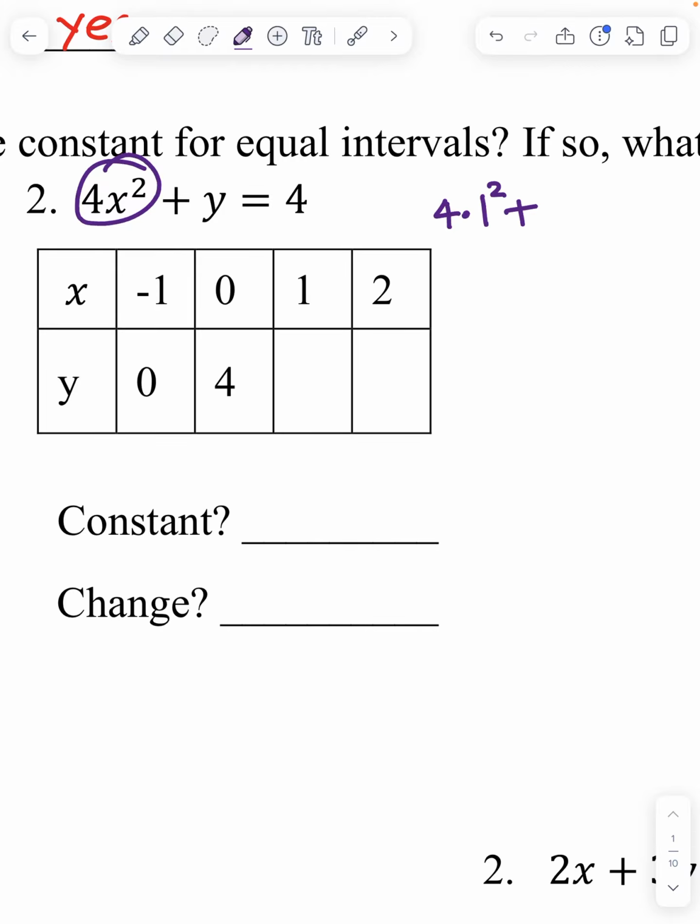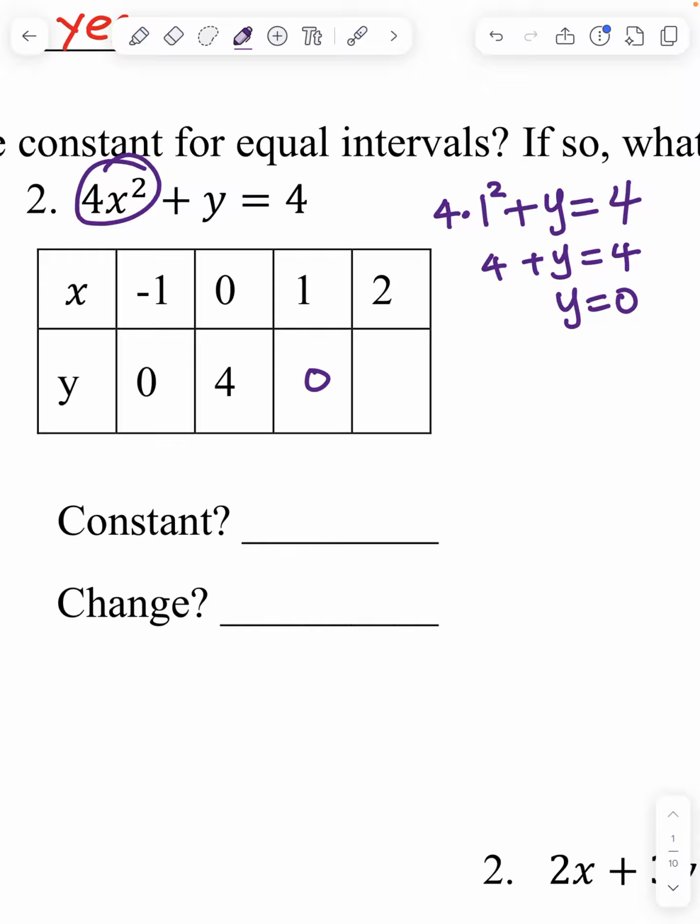And then plus y equal to 4. So this is x equal to 1, right? 1 square is still 1. 1 times 4 is 4. So 4 plus y equal to 4. Y must be equal to 0, because 4 only add 0 equal to 4. So y equal to 0.